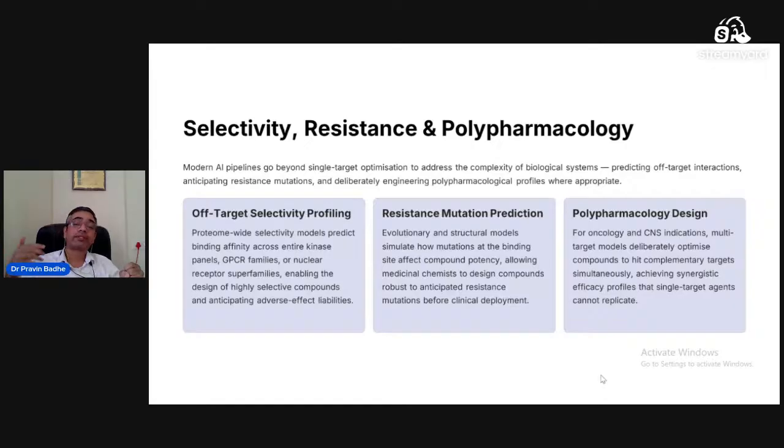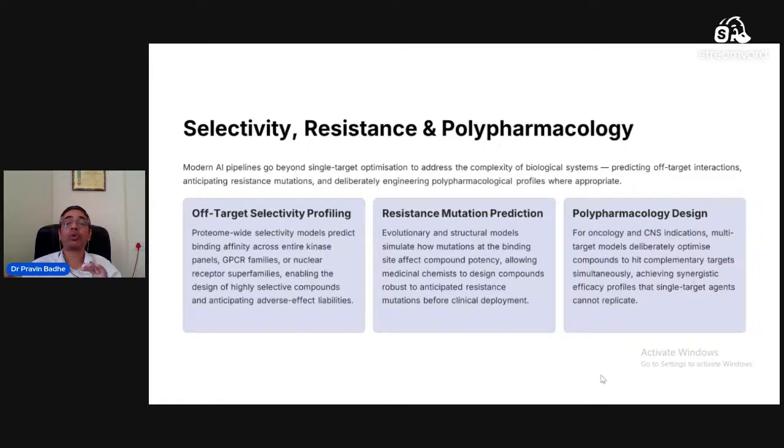Then the second one is the resistance happening to the drug. In the case of cancer, there is resistance due to mutation as well, which can be predicted now with the help of AI. So there are models which can simulate how a mutation at the binding site is affecting the compound, and due to that there is a resistance happening to the compounds or drug which are given to the patient. So that way, the chemist can design compounds which are robust and will not show resistance to the mutation in the future.